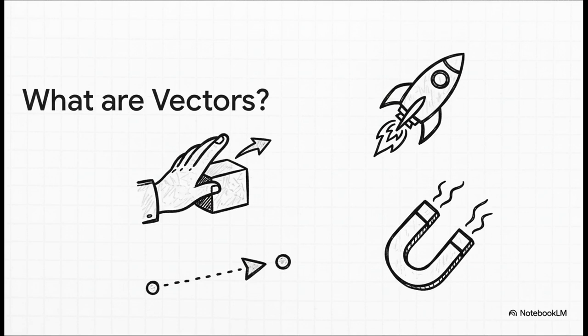And you know what? Vectors are literally everywhere once you start looking for them. Force, velocity, acceleration, those are the classic examples you learn in school. But they also describe invisible forces, like electric and magnetic fields. Even the simple idea of getting from point P to point Q, what we call displacement, that's a vector too.